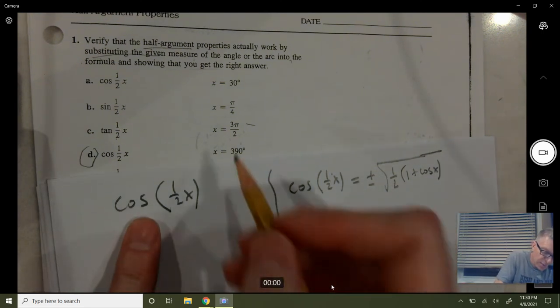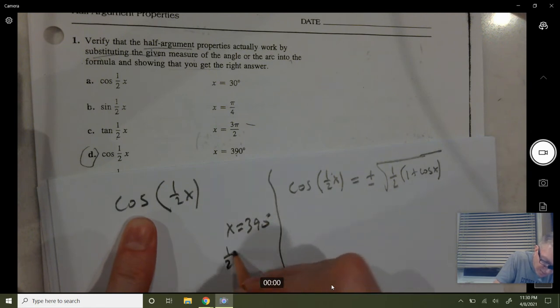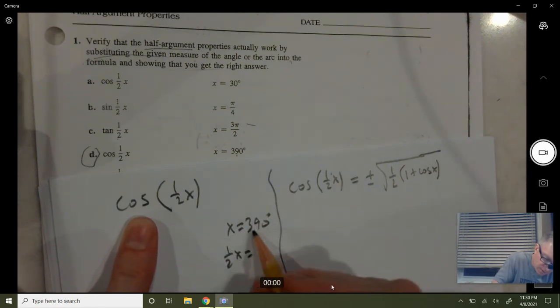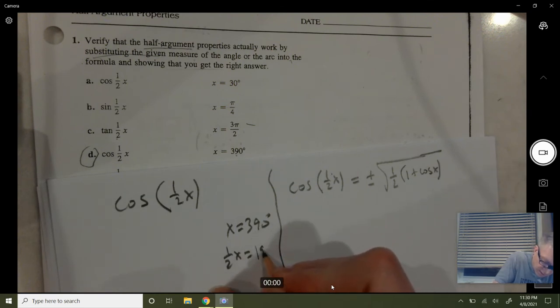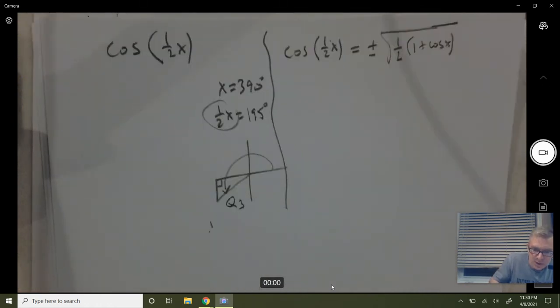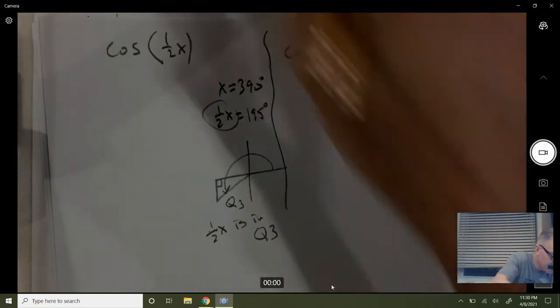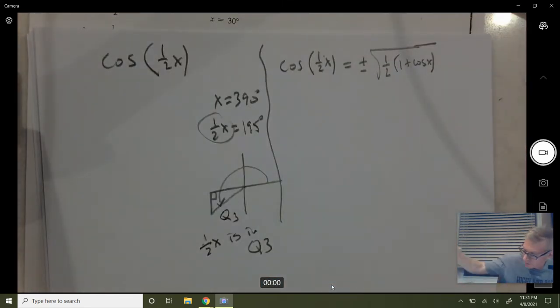Okay. Now I know x is 390. So 1/2 x has to be half of that. So 150 plus 45, 195. Okay. Now, where would 1/2 x be? 1/2 x gets me over here, right? 195. So we're going to end up in quadrant 3. 1/2 x is in quadrant 3. That's going to come in handy. That's going to be important.